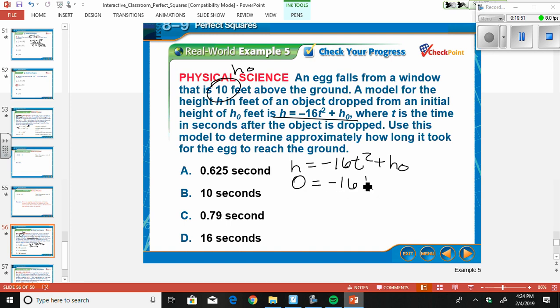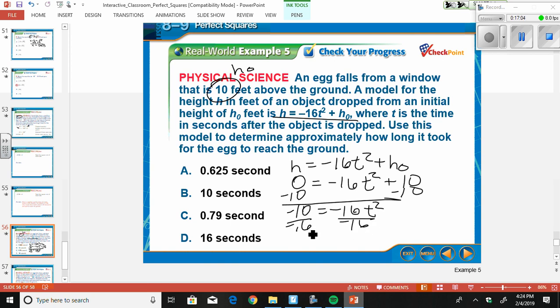Negative 16 t squared plus 10 feet. So I'll subtract 10 from both sides. So negative 10 equals negative 16 t squared. Divide by negative 16. So I get 10/16 is equal to t squared. Square root both sides. This t equals plus or minus 0.79, but a negative time does not make sense. So 79/100 of a second.